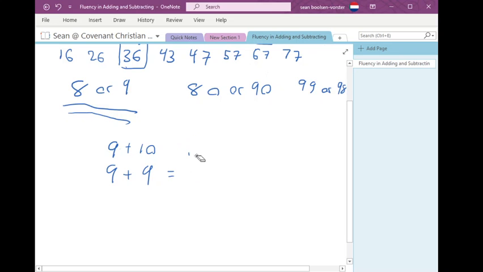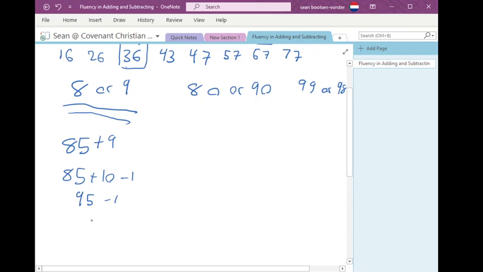So if we're struggling, say I wanted to know what 85 plus 9 was. Well, I can do the whole breaking up thing, but there's actually a faster way. Instead of breaking it up, I can just round it: 85 plus 10, and then minus 1 afterwards, because 9 is just 10 minus 1. So 85 plus 10 is 95, and then we just take away 1. 94. And that's our answer, right?